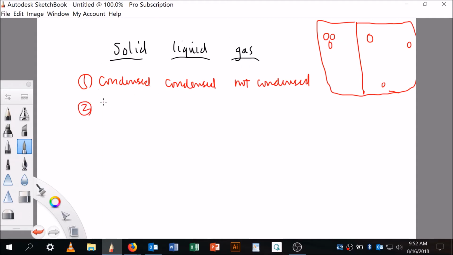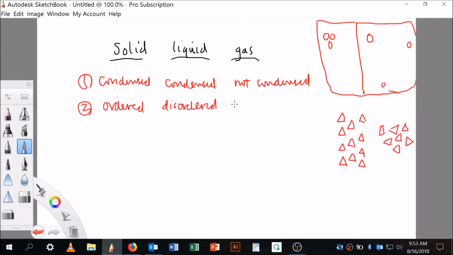A solid now is ordered, right? And by ordered, I mean there's something that's ordered. Can you see there's some order here? And a liquid might be something that's disordered. Can you see that? There's no pattern here. Oops, that was not a very good triangle, but this is ordered, and this is disordered.